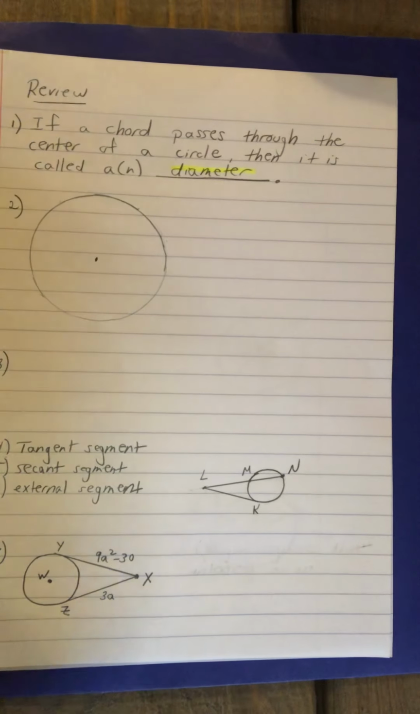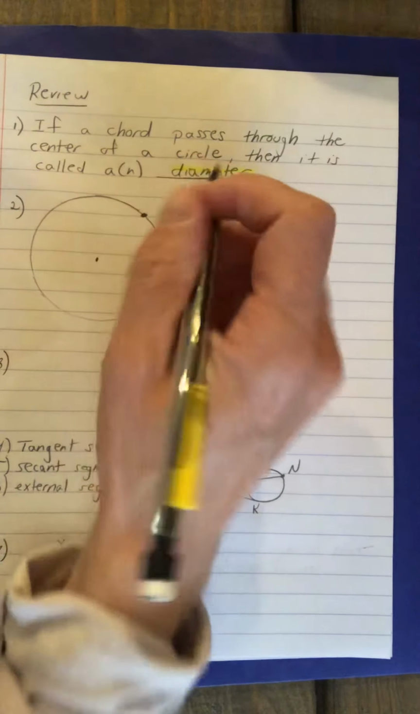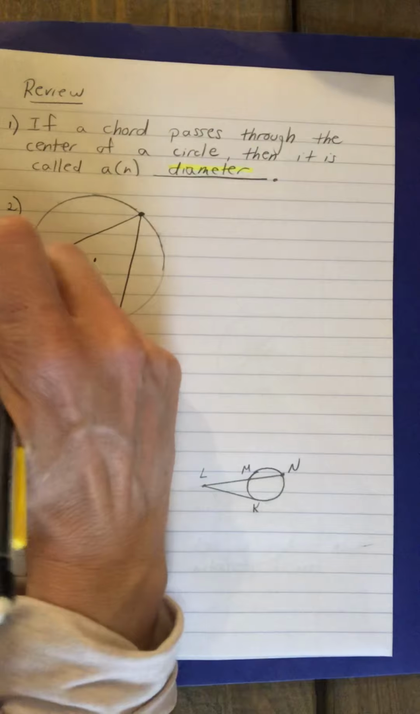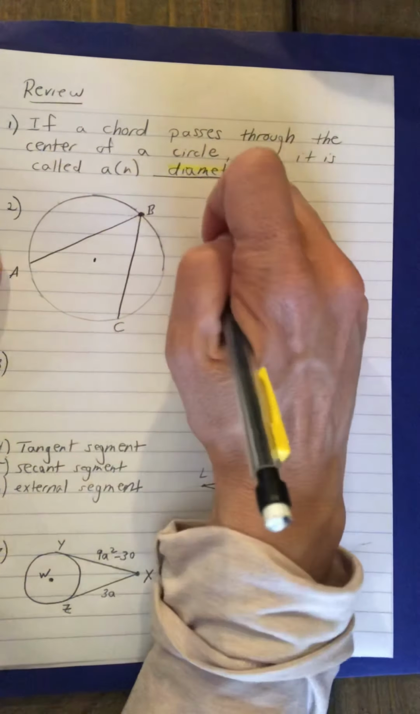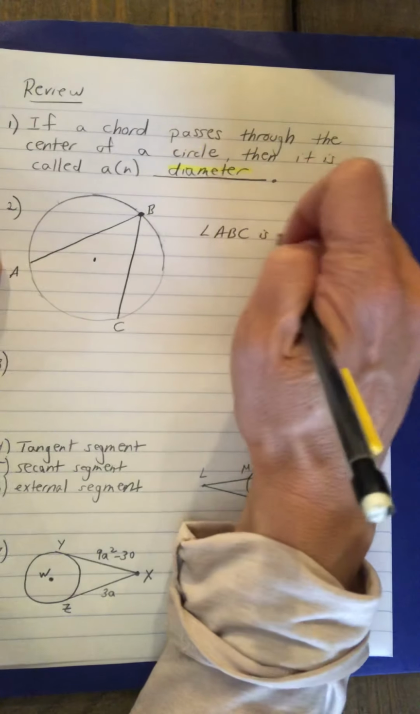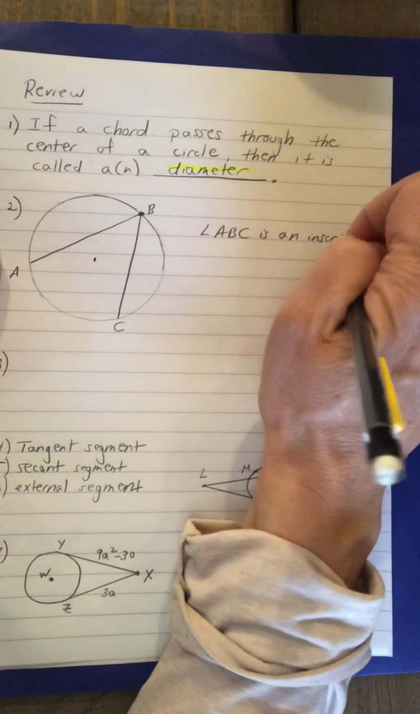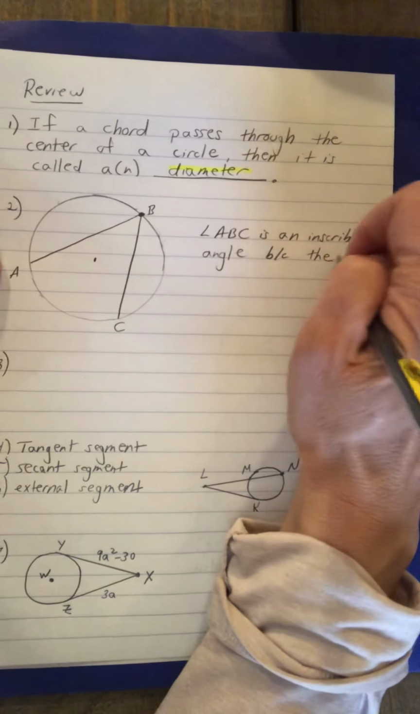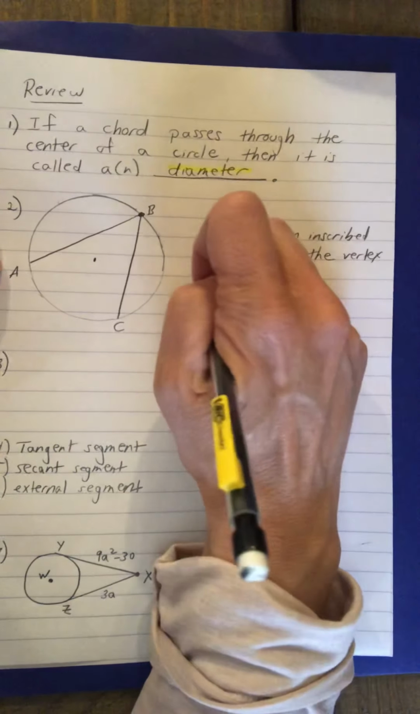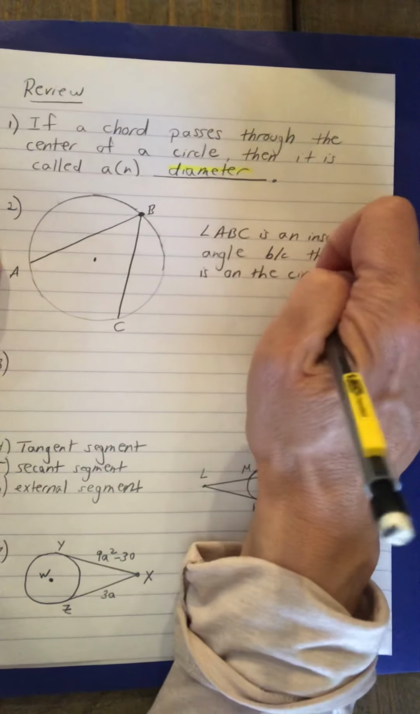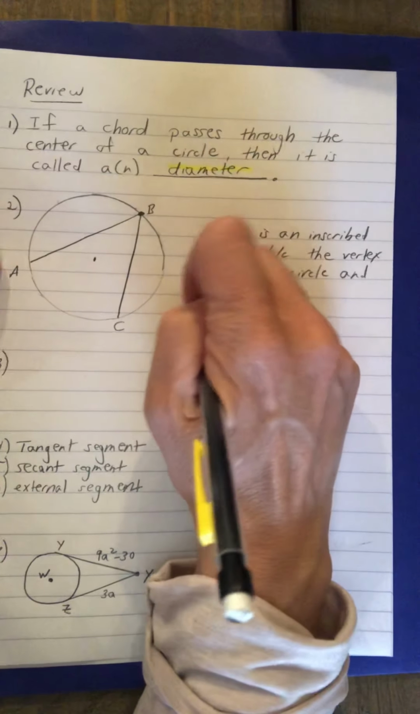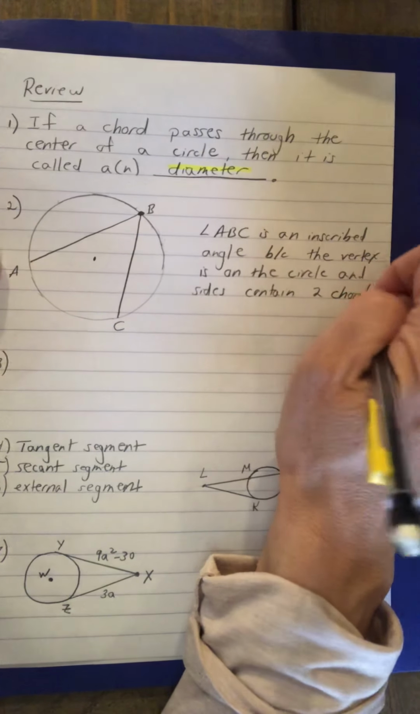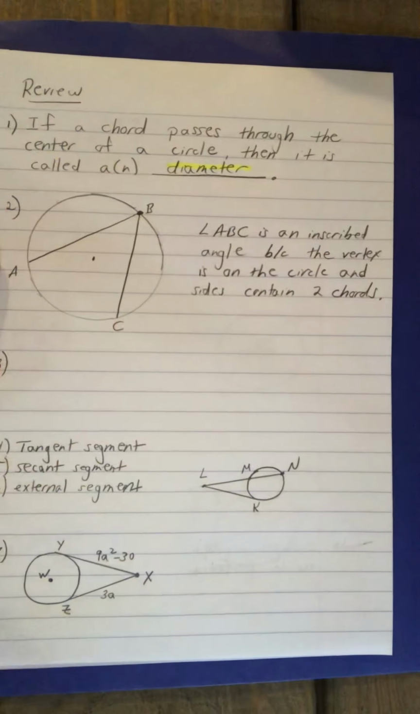Now, if I drew an inscribed angle, I would want the vertex of my angle to be on the circle. So if I was to draw an inscribed angle, I'd have A, B, C. Angle ABC is an inscribed angle because the vertex is on the circle. And the sides contain 2 chords. All right? And it says we want to know the difference between the angle and its intercepted arc.